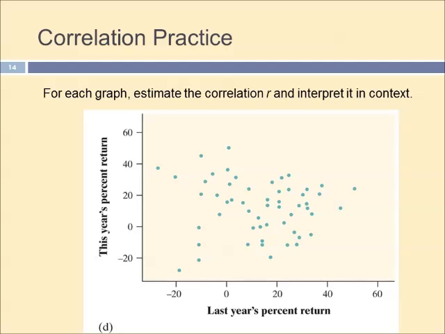In the last case, we have last year's percentage return for particular stocks versus this year's percent return. Here, these are essentially random dots. Correlation is very near 0. And the interpretation here is that while we'd like it to be predictable, the percentage of returns that we got last year doesn't have any association or relationship with the returns this year. So last year's can't help us to predict what's going to happen next.